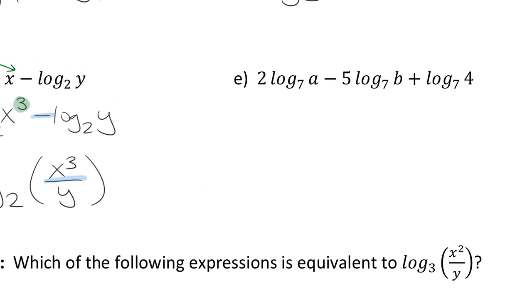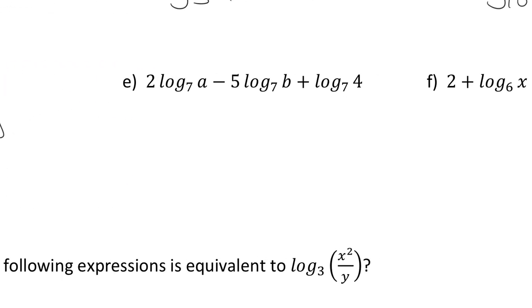For letter E, do any of these have a coefficient in front of the log, a number in front of the log? 2. 2 and 5. Thank you for not saying negative 5. It's just the number. I know that that's minus 5 times the log, but we're just going to say minus 5 log, if that makes sense. So both of those we can take care of in my first step. We're going to drop those numbers as exponents up at the top.